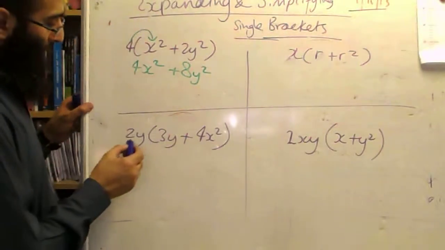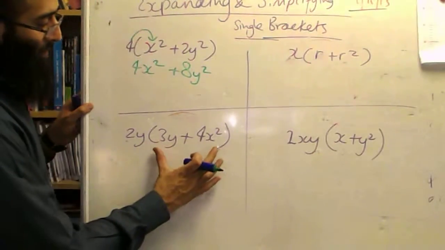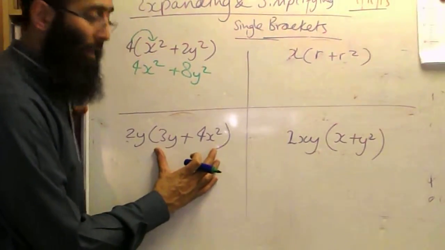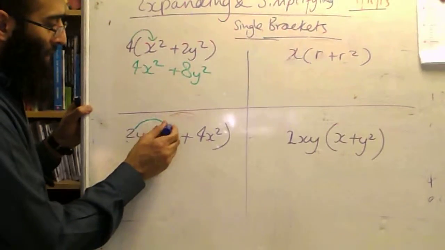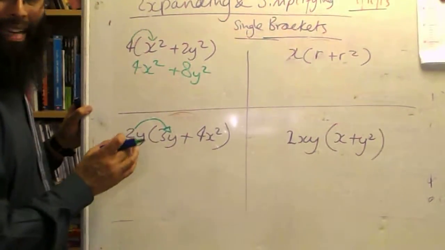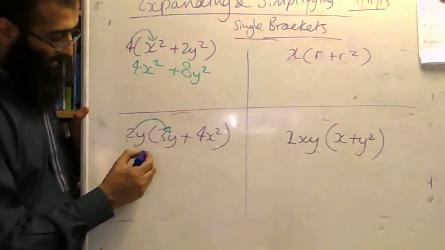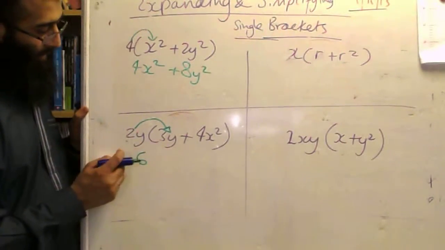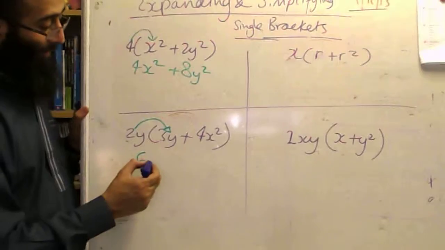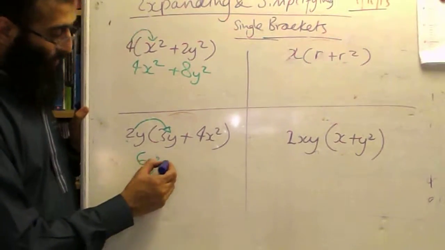Alright, the next question over here, we have 2y on the outside. Inside the bracket we have 3y plus 4x squared. So we said 2y times 3y. Now what we do here is we multiply the numbers by the numbers. So 2 times 3 will give us 6. Then you have y times y will give us y squared.